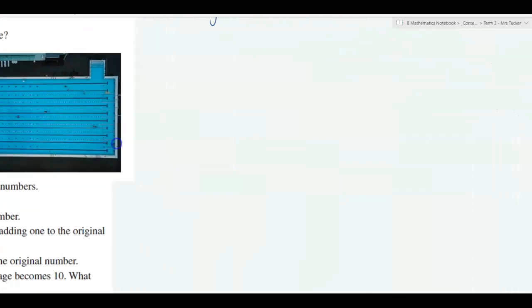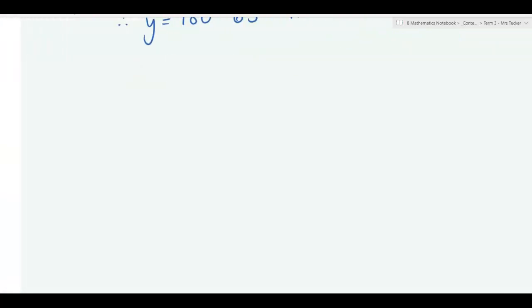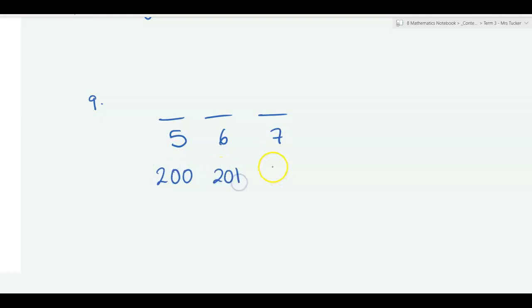The sum of 3 consecutive numbers is 357. I said you need to use Vespa. If I have 3 consecutive numbers, let's say my first number is 5. What's my next number going to be? 6. And what's my next number after that? Okay, if I have 200, what's the number after? 201. What's the number after? Okay, so what should we make this first number? Because we're trying to find out what it is.